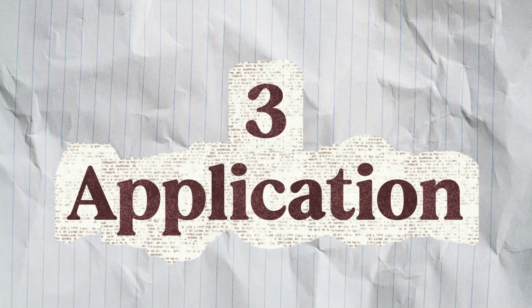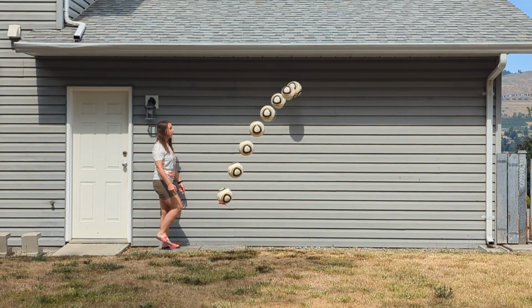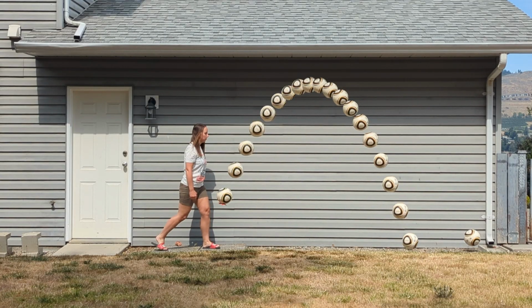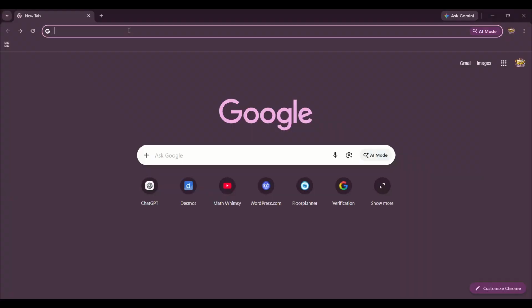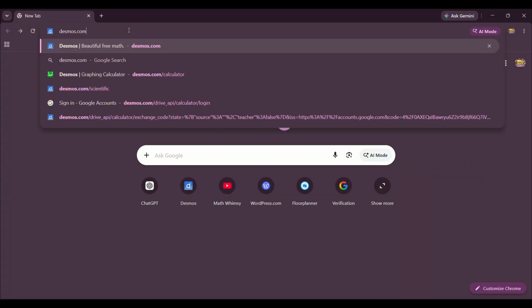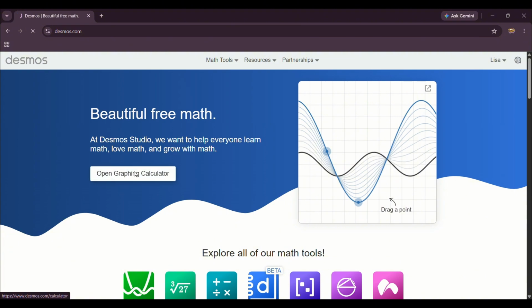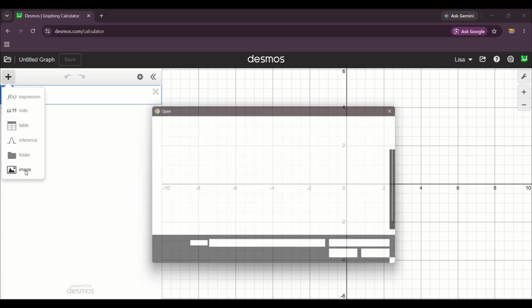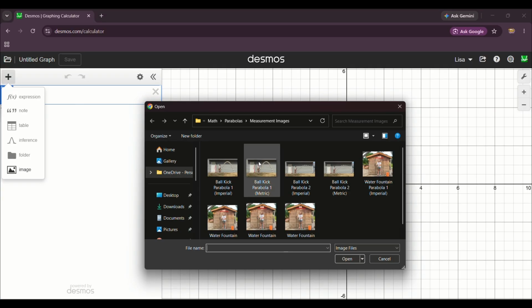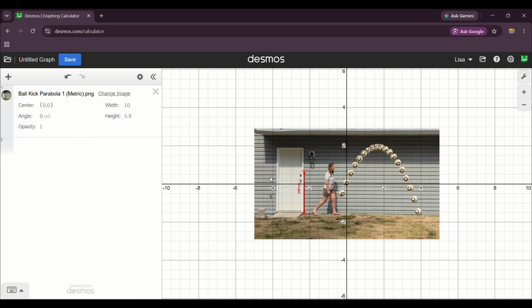To model a parabola, we're going to kick a soccer ball and then map out the flight of that ball. To get started, we're going to go to desmos.com and we're going to select Open Graphing Calculator. We can import an image by hitting the plus icon in the top left-hand corner, and I'm going to import the image of the soccer ball kick. I've selected the metric measurements, but all of these images with metric and imperial measurements are available for download on my website.